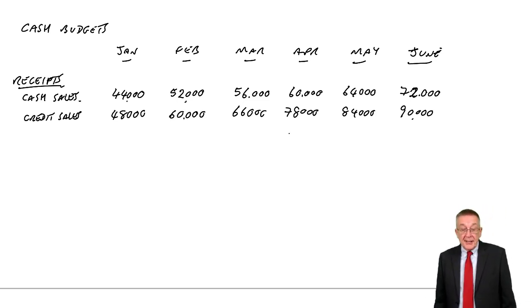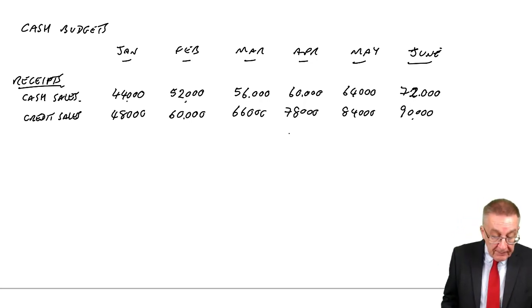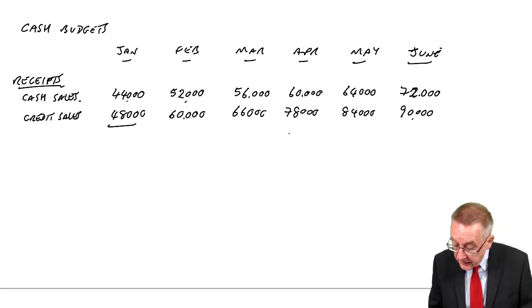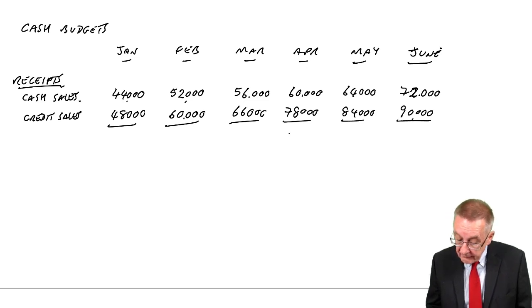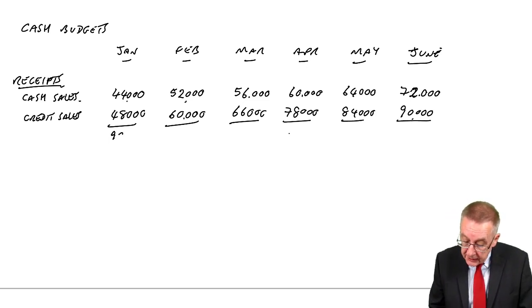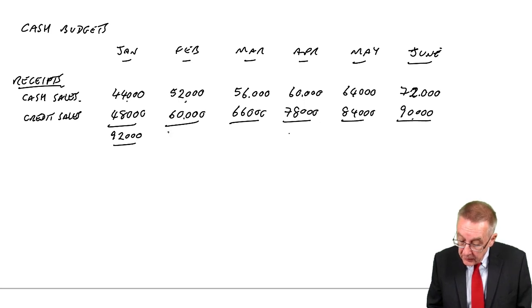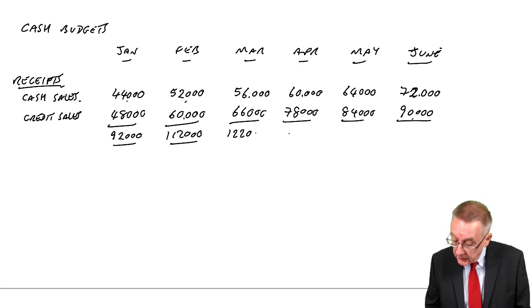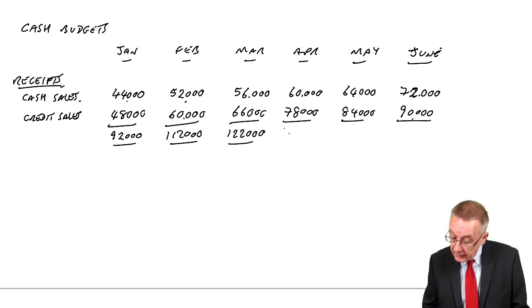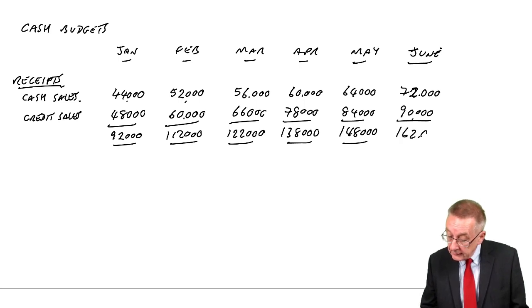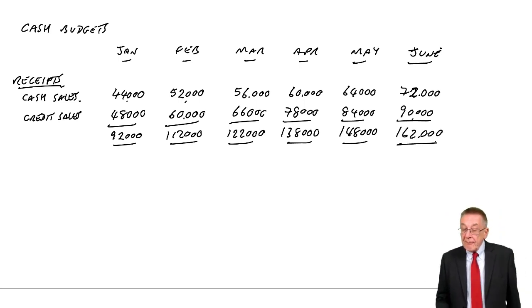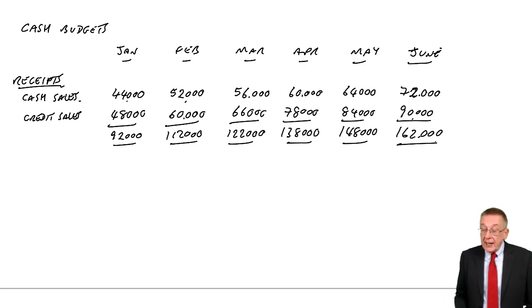So there are the forecast cash receipts. They're the only receipts, so the total receipts we're expecting: in January, 92,000. In February, 112. In March, 122. April, 138. May, 148. And finally June, 162. So those are the cash receipts we're forecasting.